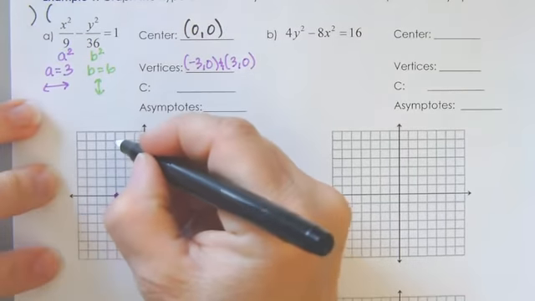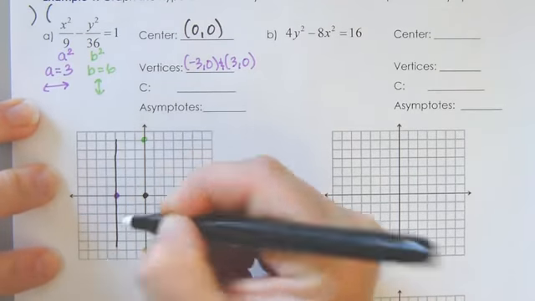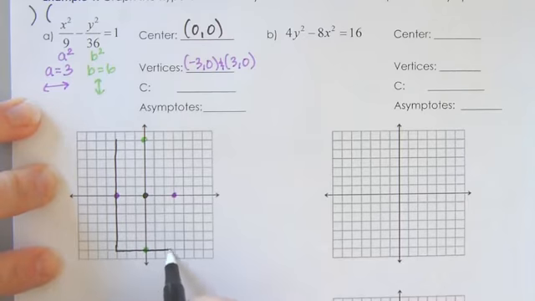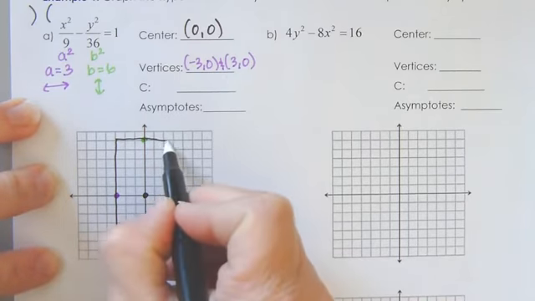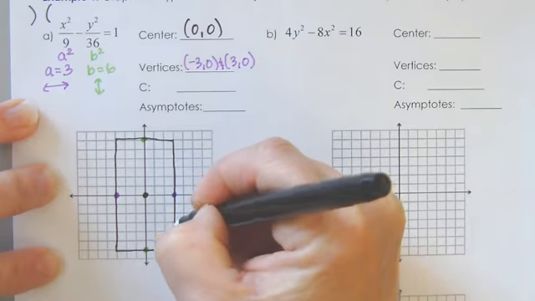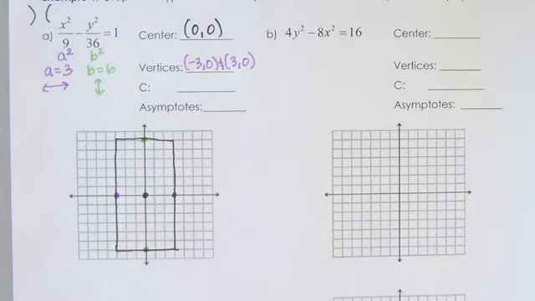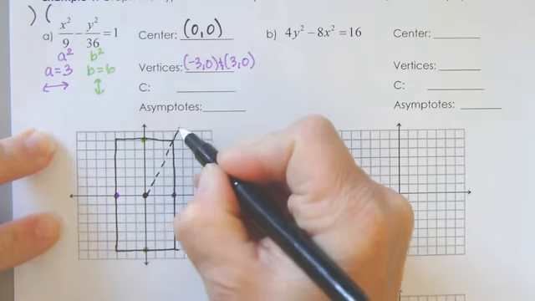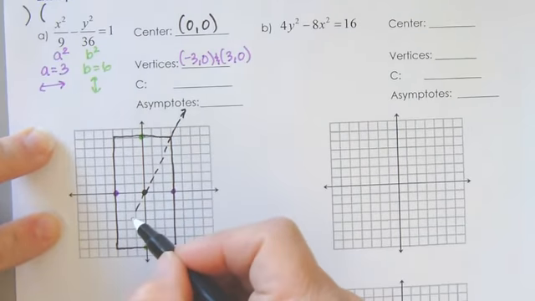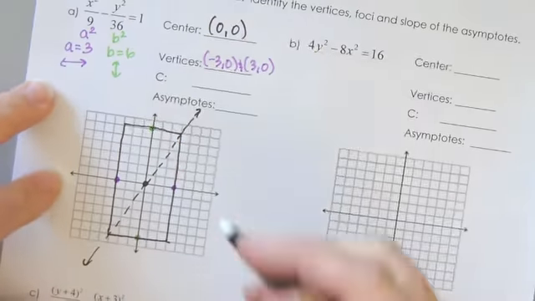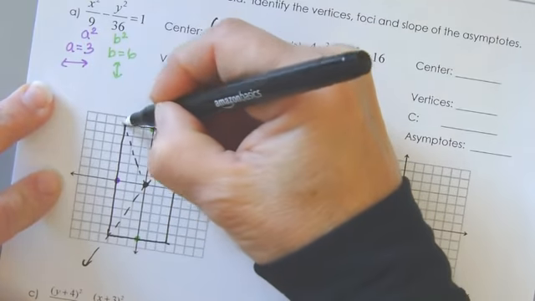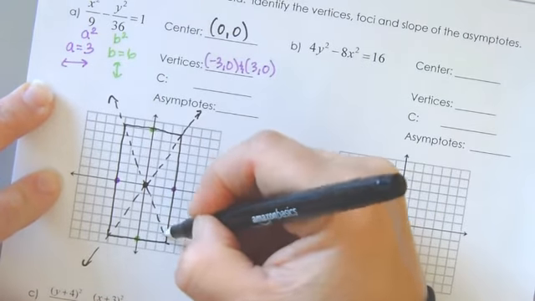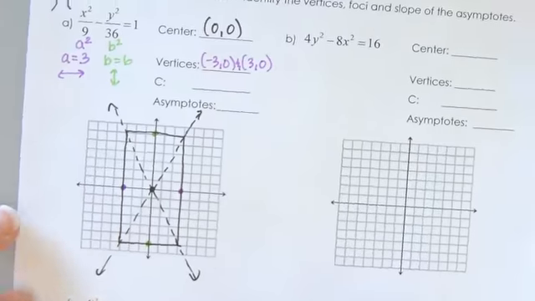So we make a rectangle out of this. This is not part of the graph. This just helps me find how wide or narrow the curves are going to be. From here, what I'm going to do is make asymptotes. So I go from the center to each corner. So there's an asymptote. I'm going to turn my paper so I can do this. Here's an asymptote. And so there's the asymptotes.